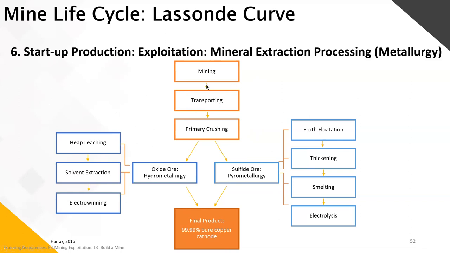So we have our mining, our transporting, and how are we going to do our primary crushing? And once we decide whether we are working with an oxide ore or a sulfide ore: if it is an oxide ore, we use heap leaching, solvent extraction, and electrowinning. If we are dealing with a sulfide ore, we use the pyrometallurgy approach, which includes froth flotation, thickening, smelting, and electrolysis to get our final product, in this example, copper.